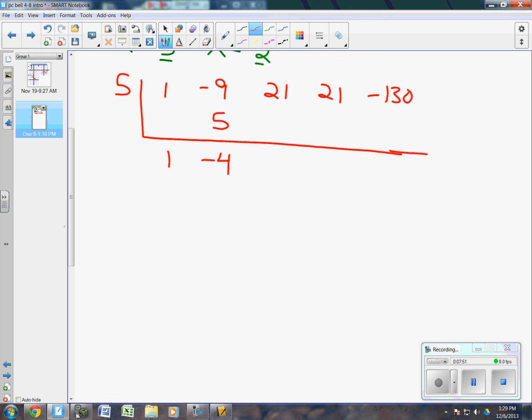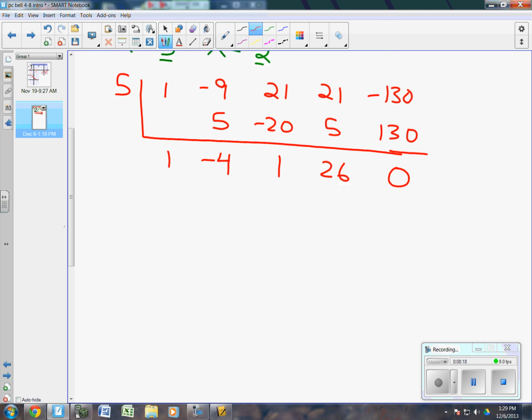5 times negative 4 is negative 20. Add, I get 1. 5 times 1 is 5. Add, I get 26. 5 times 26 is 130. Add, I get 0. I should get a 0 there. Why? Because I know that for sure 5 is a 0, right? And so if it's a 0, I should get a remainder of 0, right?